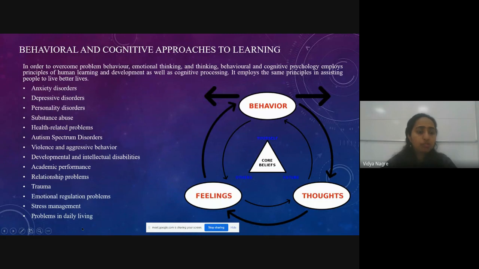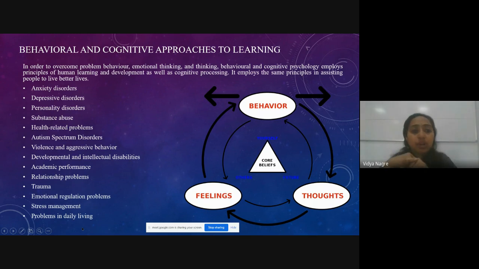So behavioral and cognitive approaches of learning. In order to overcome problem behavior, emotional thinking or behavioral and cognitive psychology employs principles of human learning and development as well as cognitive processing. Cognitive deals with mental processing, behavior deals with behavioral changes among the people. So it employs the same principle in assisting people to live a better life. So there are certain behavioral problems which have been cited out here.